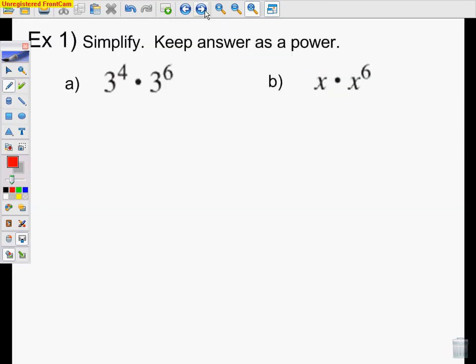So, in part A here, 3 to the fourth times 3 to the sixth, those have the same base, which is 3. And then you just add the exponents. 4 plus 6, that's 10. Notice that the base, once again, does not change. Okay. In part B, the bases are the same, x and x. And the exponents are 1 and 6. So the base is x. You add the exponents together, and you get 7. Okay.